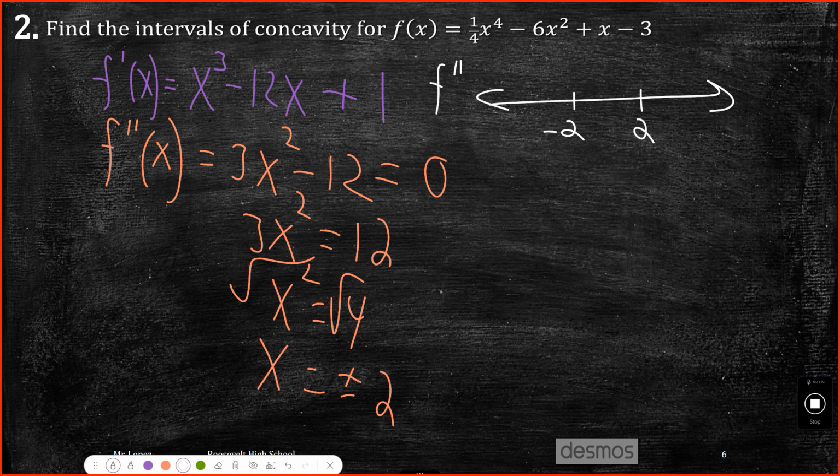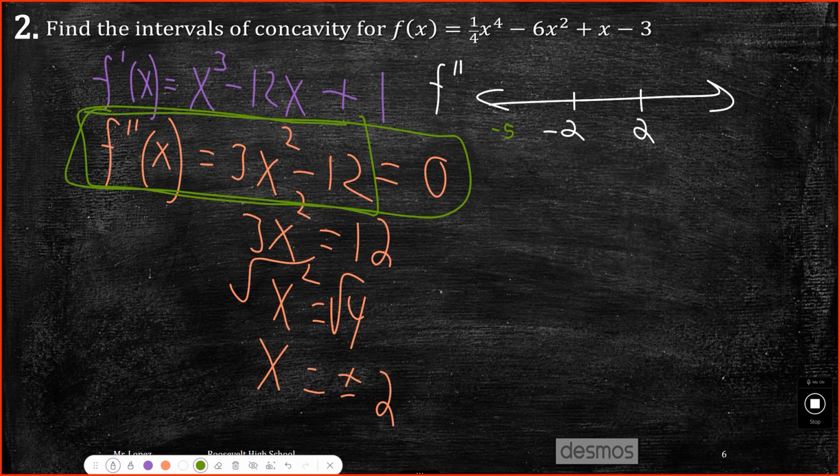Let's test negative 5. Where do we plug in that negative 5? We plug it into this f double prime, no? Negative 5 squared is positive 25, times 3 is 75, minus; this is positive. And then we test 0. If we plug in 0, that'll be negative. And then we plug in 5. If we do 5, it will be positive. So there it is.